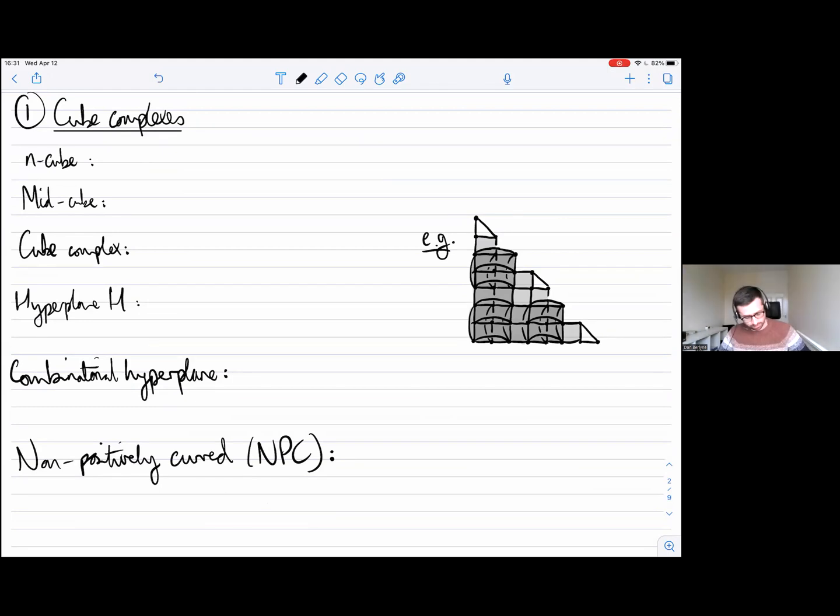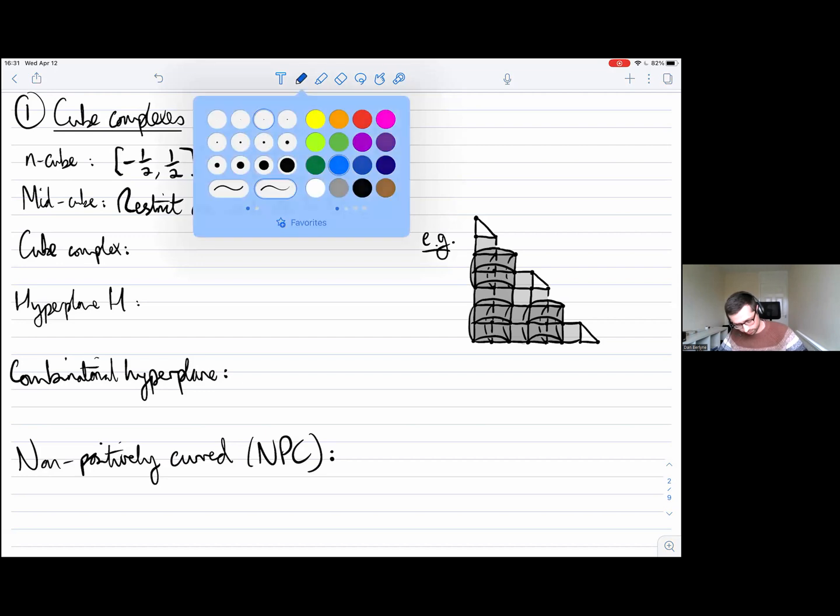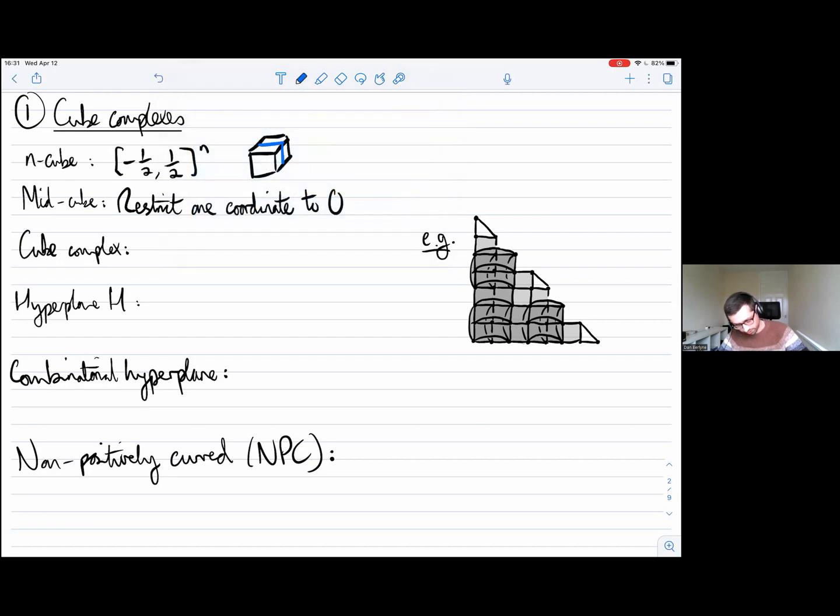So first of all, when I say an n cube, I mean the direct product of n copies of the unit interval with the standard Euclidean metric. And then, so for example, here's a 3 cube. Then a mid cube is obtained by restricting one coordinate to 0. So literally just take a cross section through the middle of one of the sides of the cube.